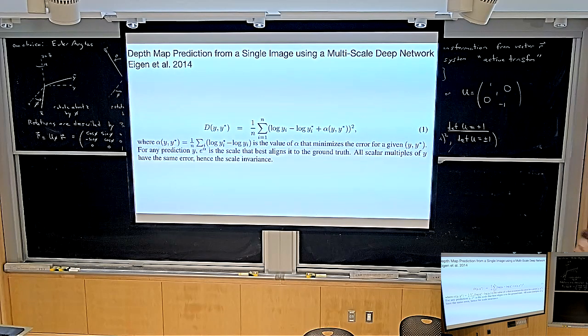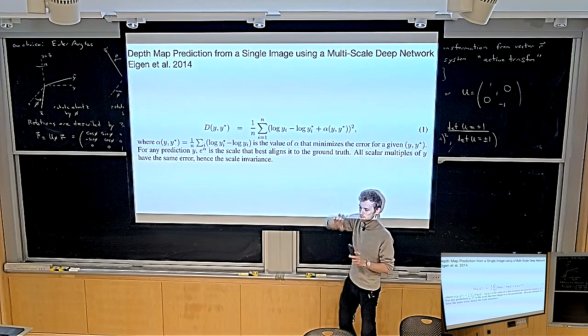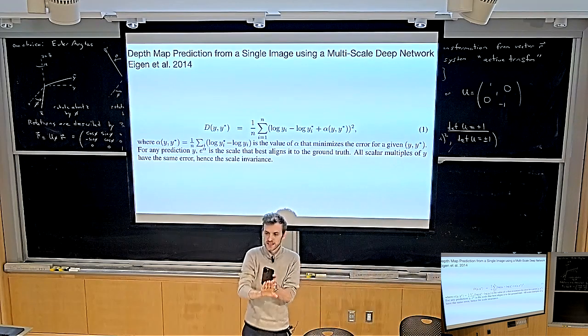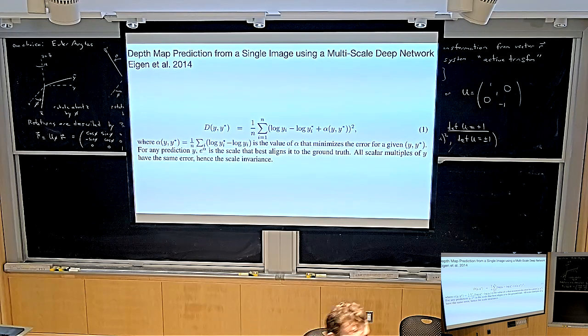What we're going to do is compute alpha of y and y asterisk as the least squares fit. They look at the prediction, they look at the ground truth depth map, compare the two, and ask what scale factor aligns them best. Then we scale one of the depth maps by that factor and compare them. So we pull out the scale, and the neural network doesn't have to care about the scale. Does that make sense? Questions?